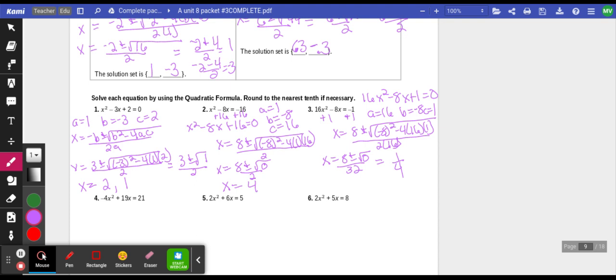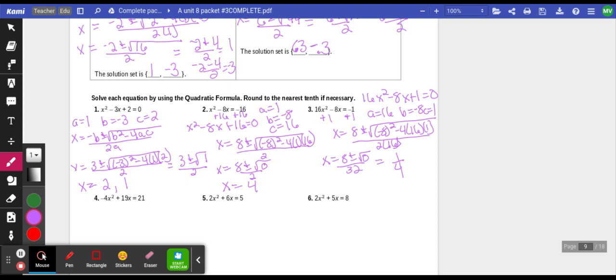Number 2, again, I added 16. So I got x squared minus 8x plus 16 equals 0, which means a equals 1, b equals negative 8, c equals 16. I substituted that into the quadratic formula. So x equals 8 plus or minus the square root of negative 8 squared minus 4 times 1 times 16. Underneath my radical, that equals 0. So it's really just 8 plus or minus 0 over 2. So that's just 4. There is only one root when underneath the radical equals 0.